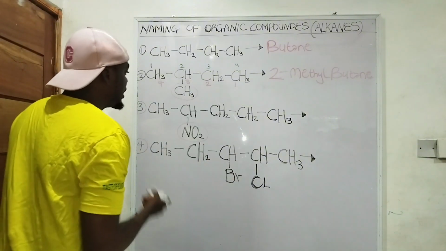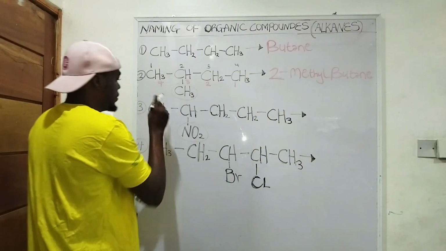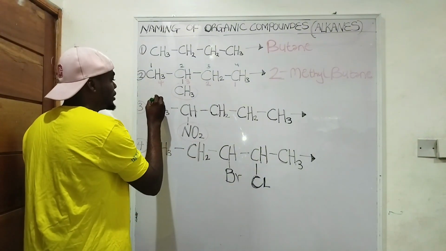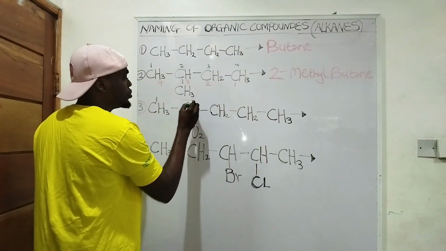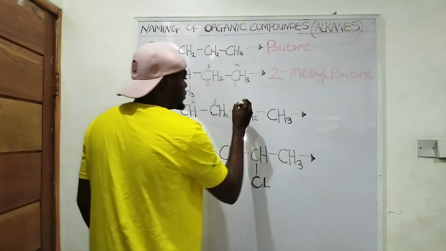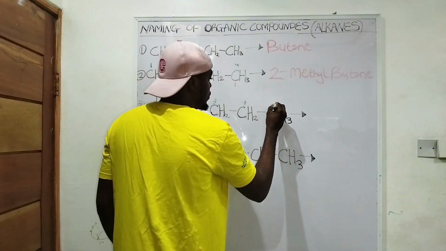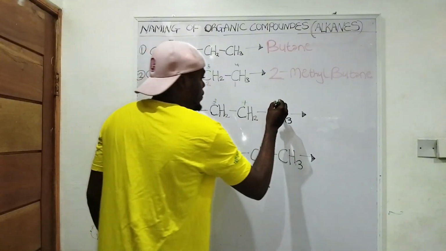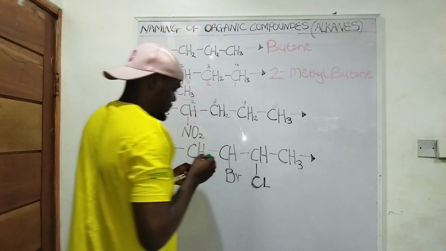So now let's check the direction that will give the substituent the lowest number possible. Let's number from left to right first. If you number from left to right, we have 1, 2, 3, 4, 5.